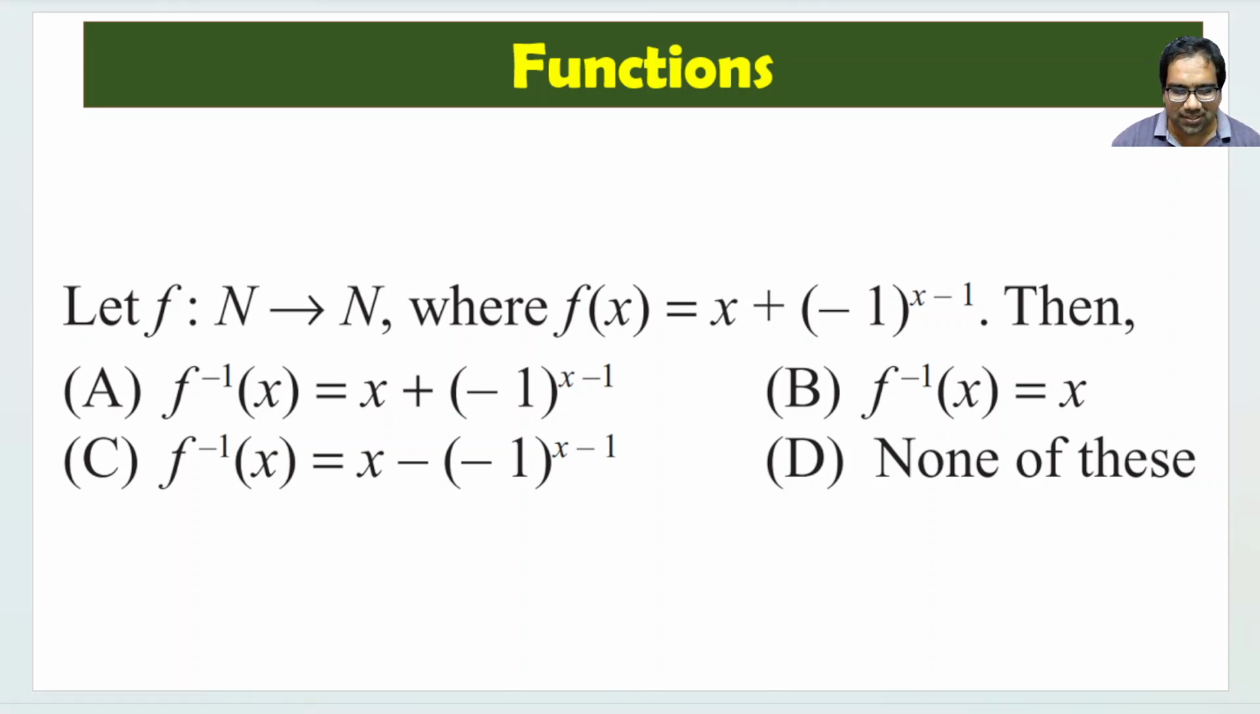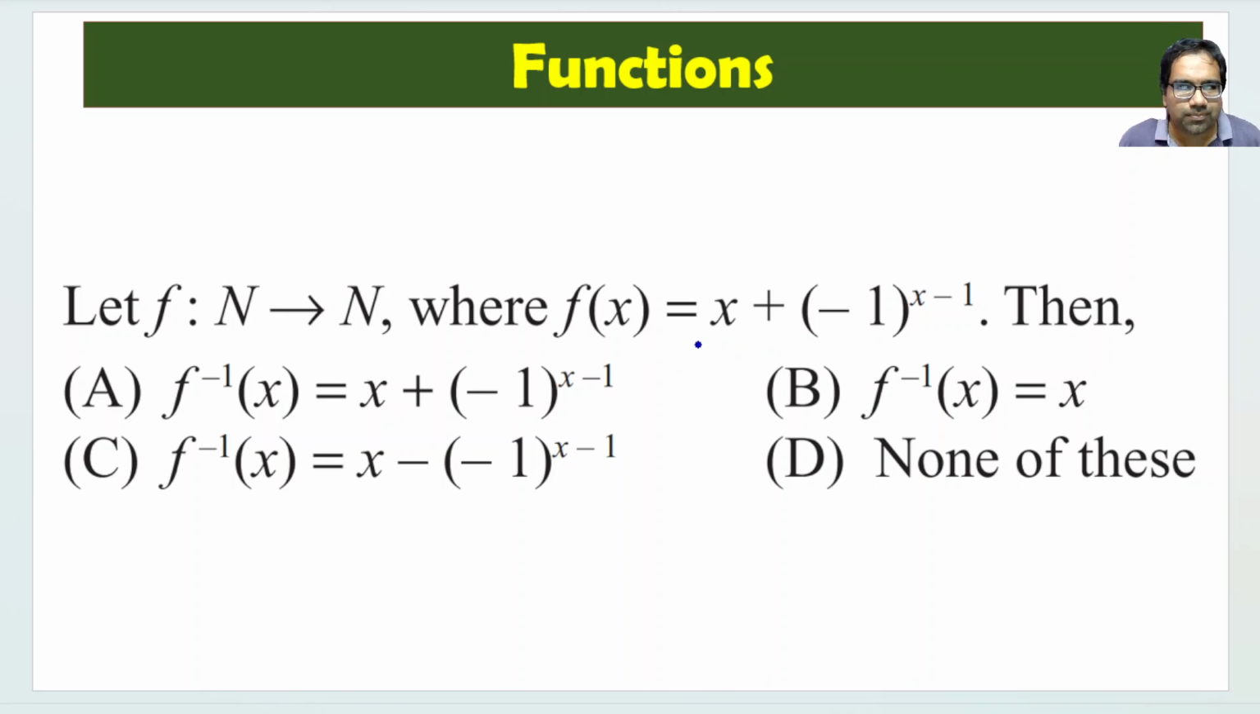Here we are given this function f of x equal to x plus (minus 1) to the power x minus 1. This function is from natural numbers to natural numbers, that is positive integers 1, 2, 3, 4, like this. Now, what is the f inverse of this function? First of all, whether inverse exists. If it exists, then what is the inverse?